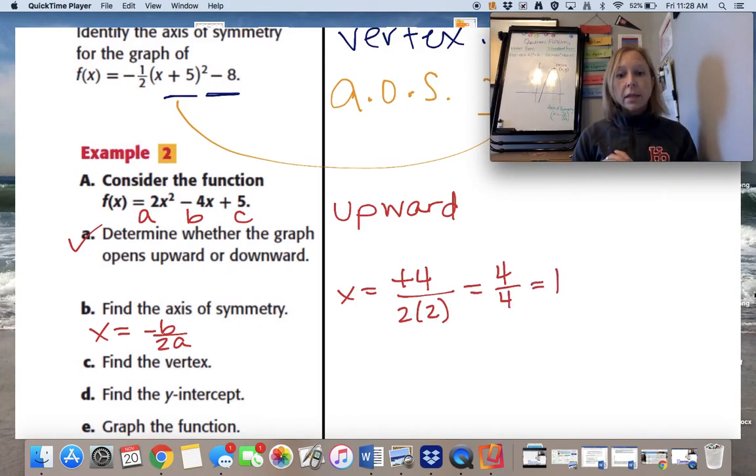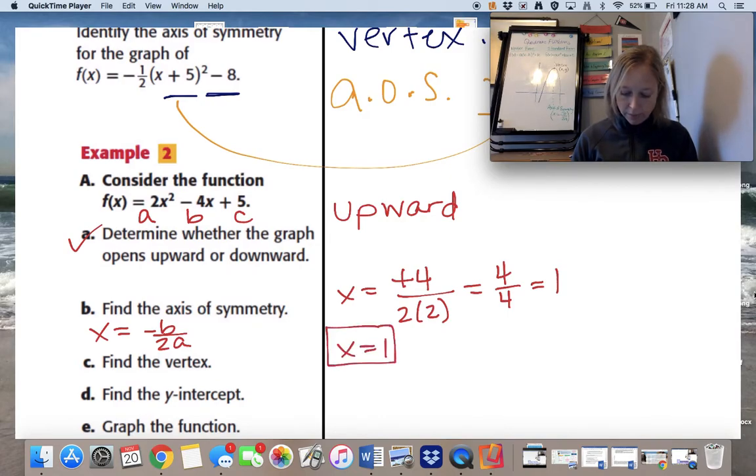Now remember, this is a line, an axis. So I can't just say 1 and circle my answer. I write x equals 1. That is my axis of symmetry. Find the vertex. So before, remember, the vertex sounded complicated. It really isn't very complicated. We just figured out that x is 1. And I have a function here that takes x's as inputs. So I'm going to put 1 in for x, and whatever I get out is y. That will be my x and y value of my vertex.